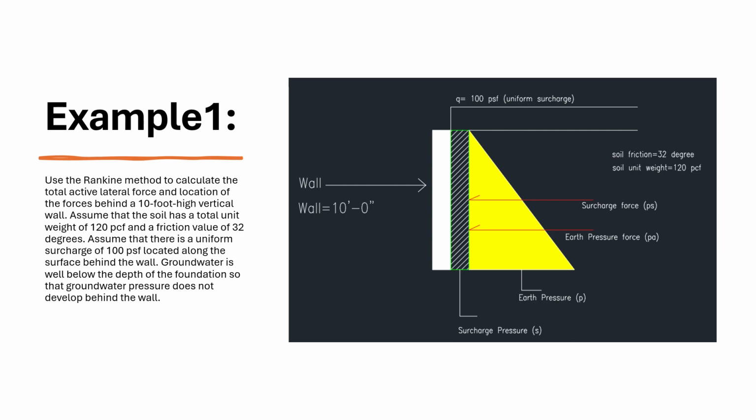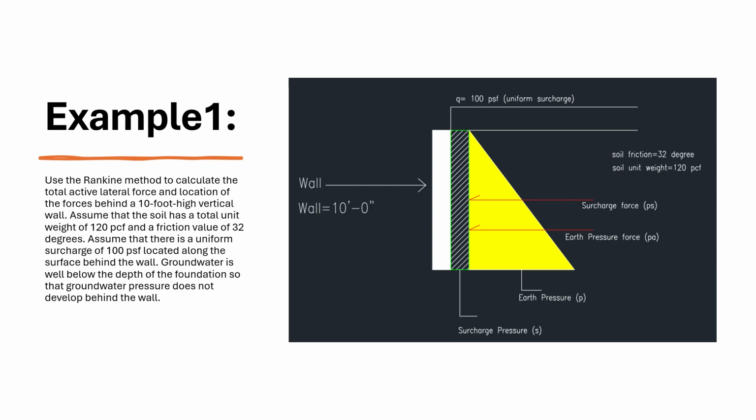So in our first example, use the Rankine method to calculate the total active lateral force and location of the force behind the 10-foot height vertical wall. Assume that the soil has a total unit weight of 120 pounds per cubic foot and the friction value of 32 degrees. Assume that there is a uniform surcharge of 100 pounds per square foot located along the surface behind the wall. Groundwater is well below the depth of the foundation so that groundwater pressure does not develop behind the wall.